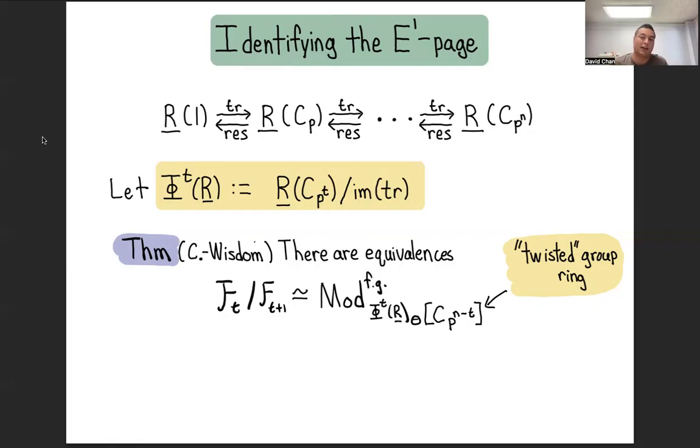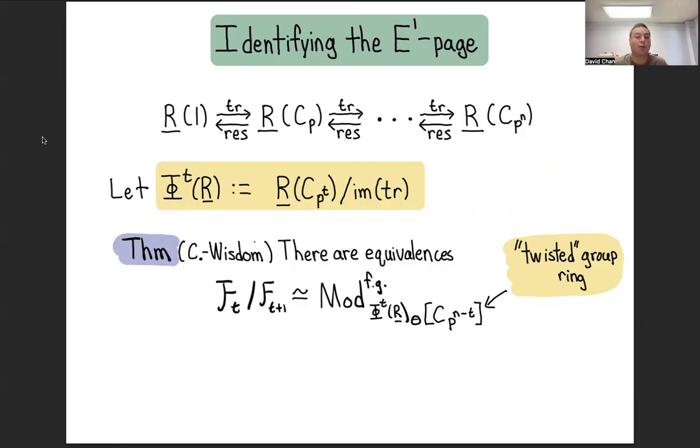This is, first of all, as we said before, a ring. It's a quotient of the Green functor at level C_{p^t}. At level C_{p^t}, my Green functor had an action by C_{p^n} mod C_{p^t}, which is C_{p^{n-t}}. And this descends to the quotient, right? So the ring Φ^t of R has an action by the group C_{p^{n-t}}.